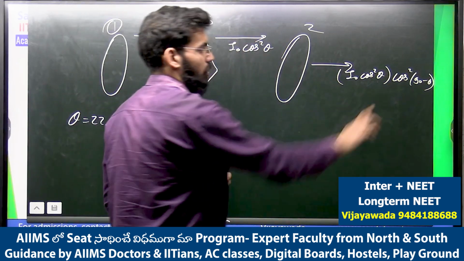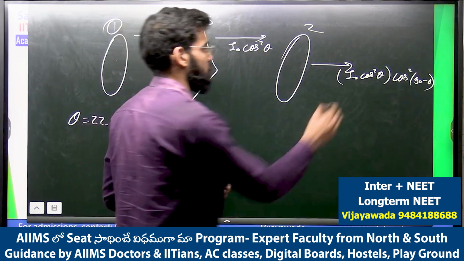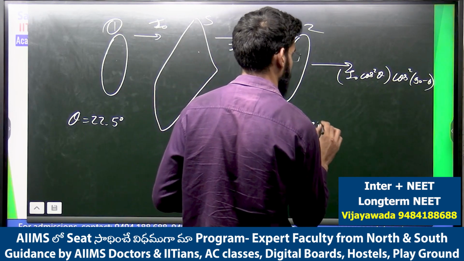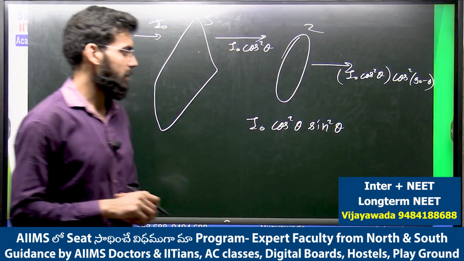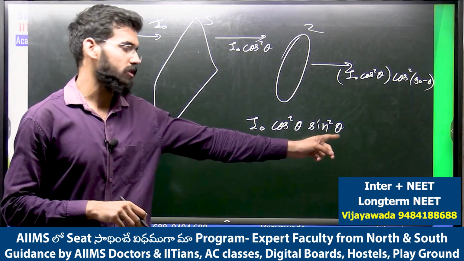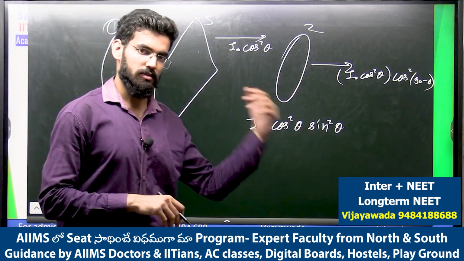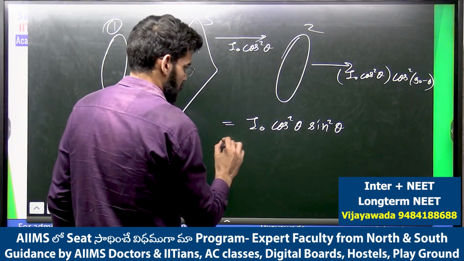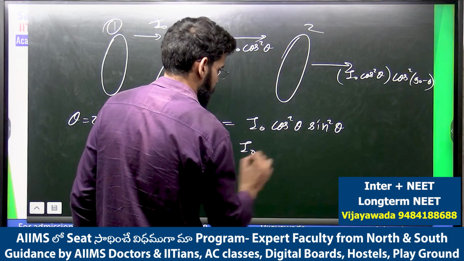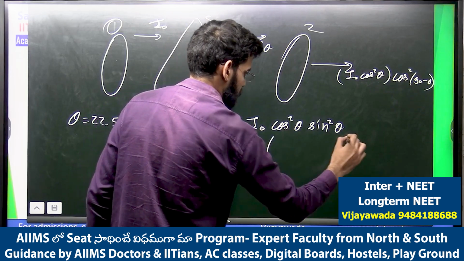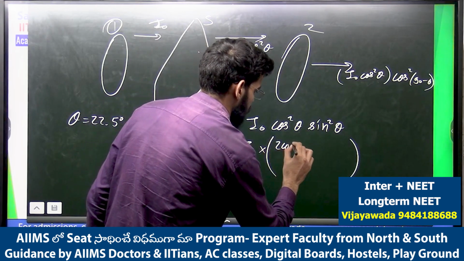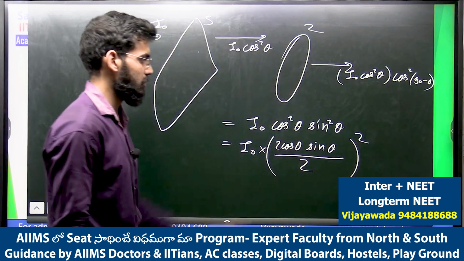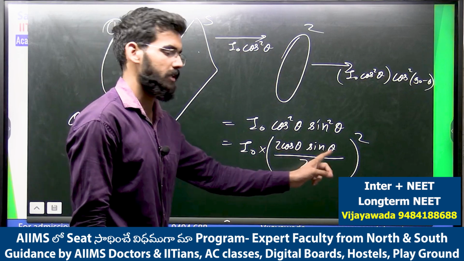So cos of 90 minus theta is sin theta. So I can say this is what? I naught cos square theta sin square theta. Now either you put the value of 22.5 here and here and solve, or you apply this formula of sin 2 theta. How you will apply? Here I naught, and then you write down 2 cos theta sin theta divided by 2, whole square, like this. 2 divide 2 multiply. 2 cos theta sin theta is sin 2 theta.